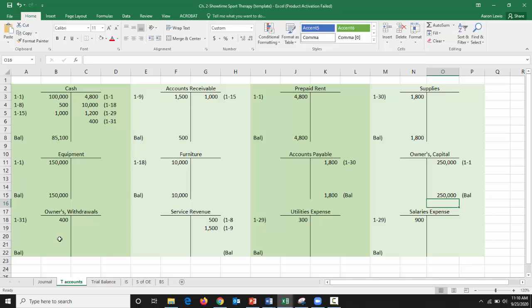Withdrawal accounts go up on the debit side, down on the credit side. So you would add your debits, subtract your credits.